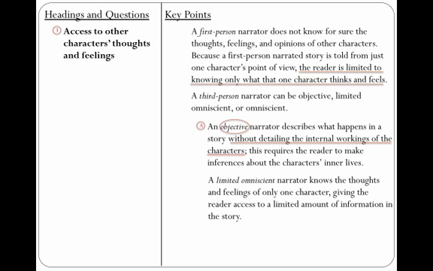A limited omniscient narrator knows the thoughts and feelings of only one character, giving the reader access to a limited amount of information in the story. So with this narrator, you need to make sure that you're limiting your access to only one character. Now it's a little bit easier, I think, to do this perspective because as people we generally want to be able to describe the inner thoughts and feelings of a character, and this gives us one character that we can do that for. So we can go inside the mind of this character.